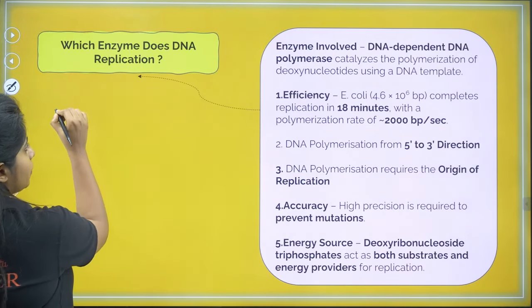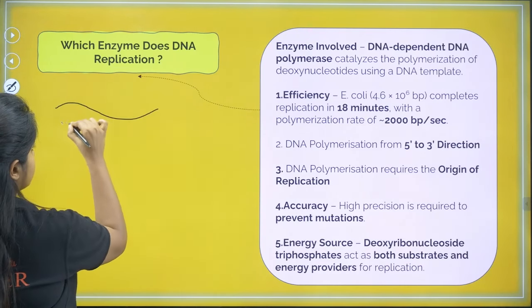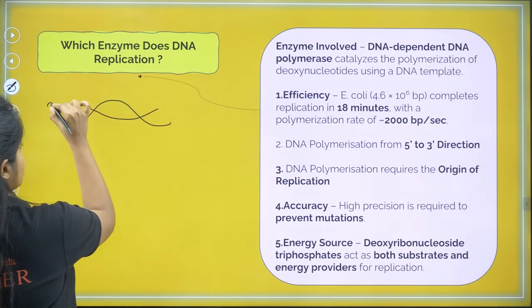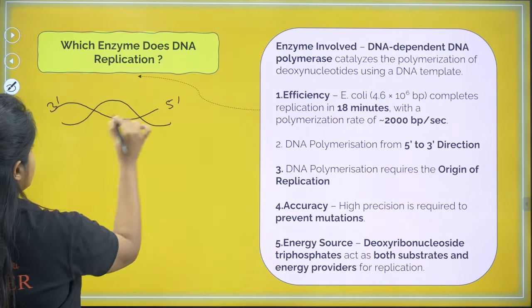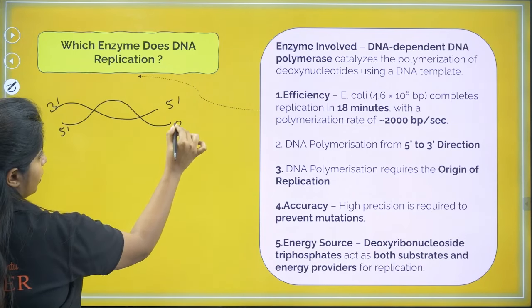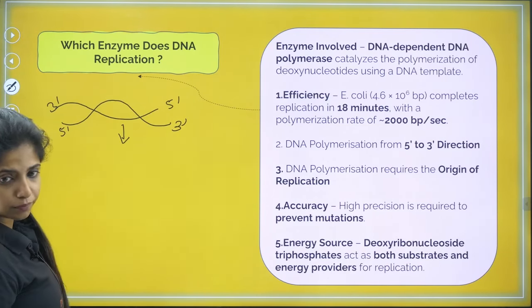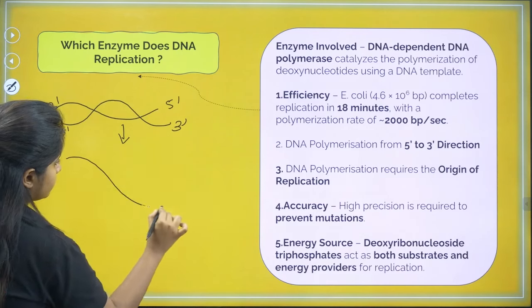The DNA which is there, suppose it's like this. Agreed? So this is 3 prime and this is 5 prime. This is 5 prime and this is 3 prime. I'm going to open it up. Now it looks like this.